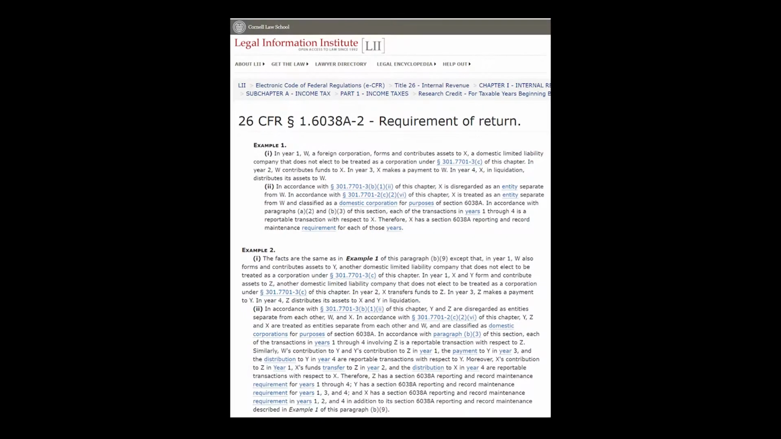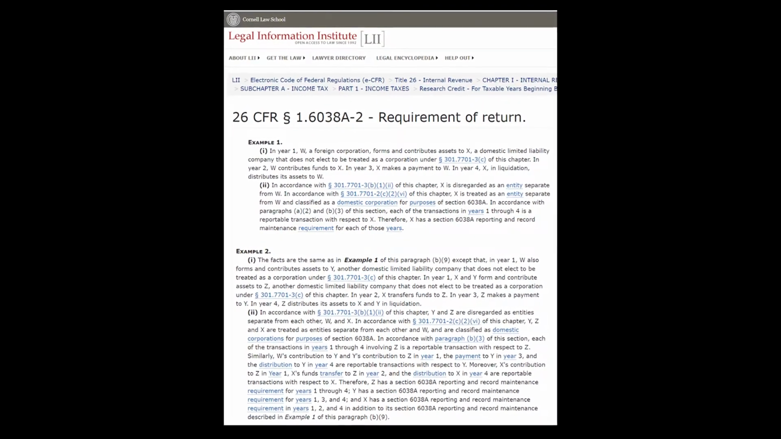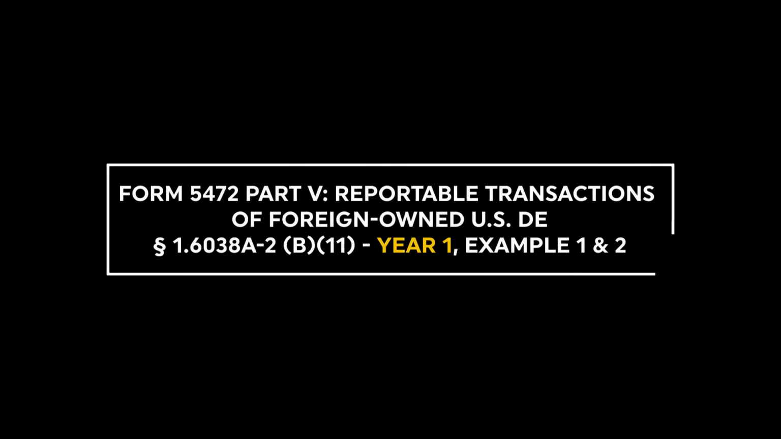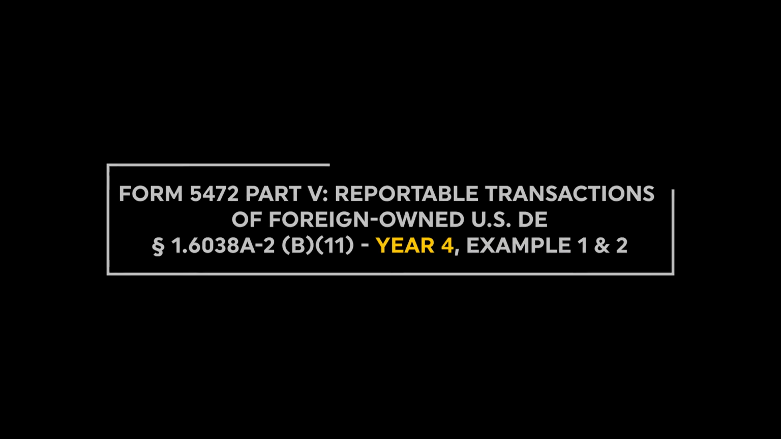Now, in the previous videos, we've looked at the examples that the IRS has provided in this Treasury regulation. We looked at year 1, we looked at year 2. The last one we did was looking at the examples in year 3. And in this video, we're going to take a look at examples in year 4.